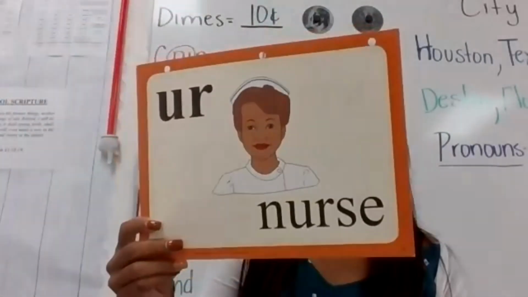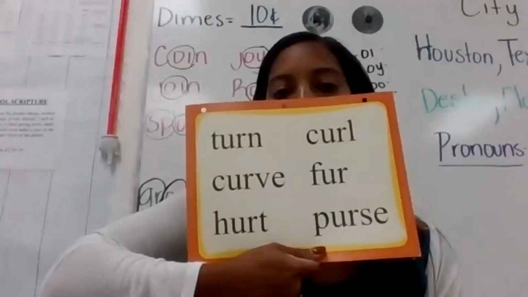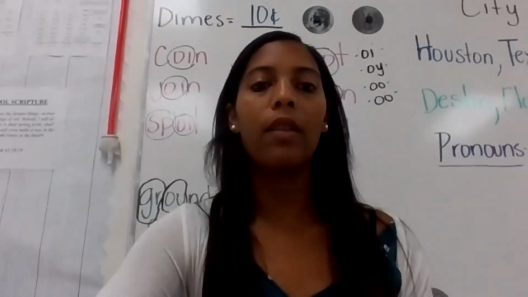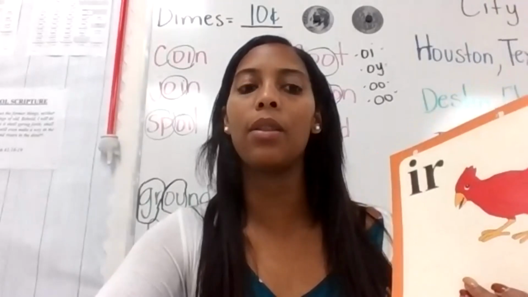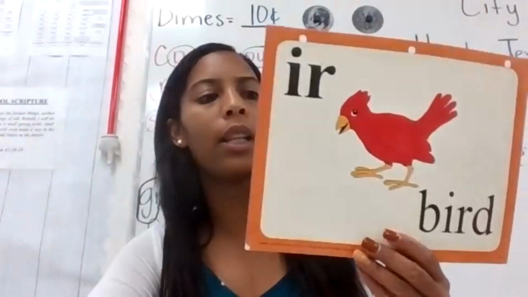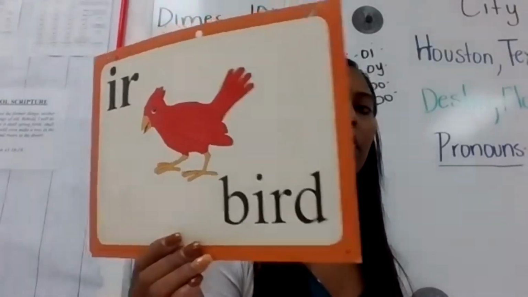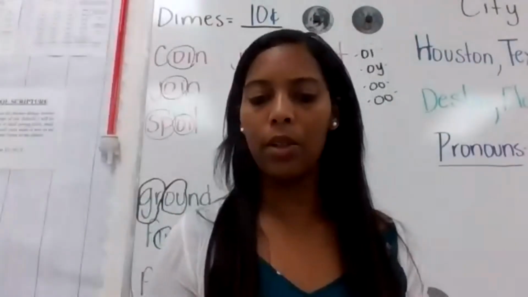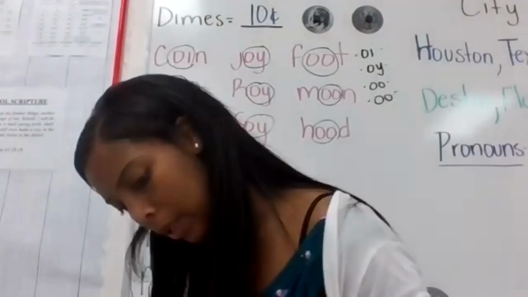U-R, like in nurse. Okay, this is what animals have. Bird. Next one, I-R, like in bird. Okay, this is the opposite of last. First. Good, awesome. Okay, so you'll do your pages later today after our Zoom is over.